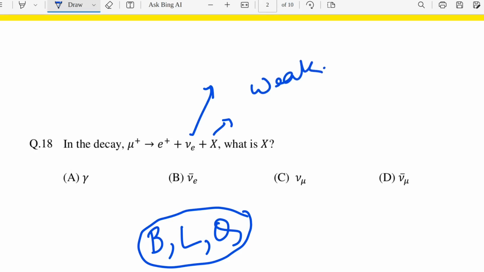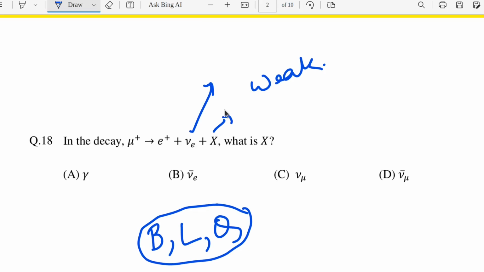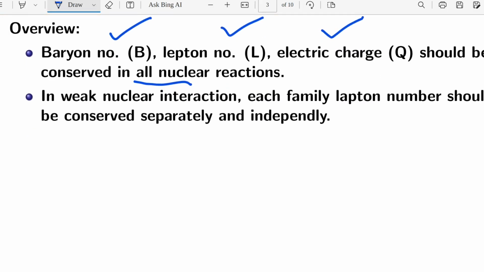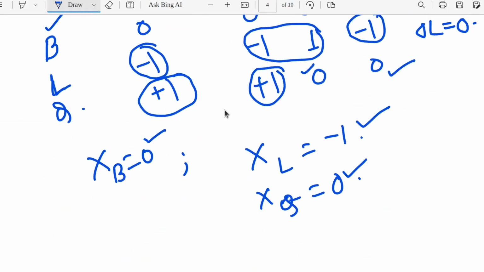Whenever there is a neutrino as an outgoing particle, we can definitely say that this is a weak interaction, and in a weak interaction a specific constant is given. That means in that weak interaction each family lepton number should be conserved separately and independently. So what is the meaning of this?